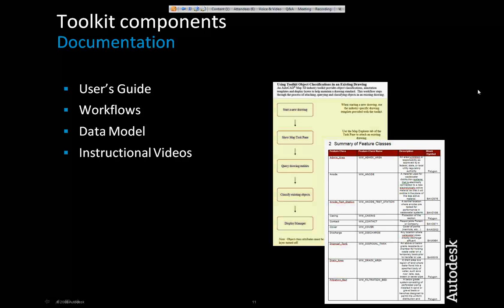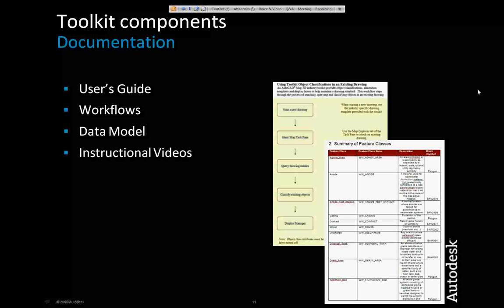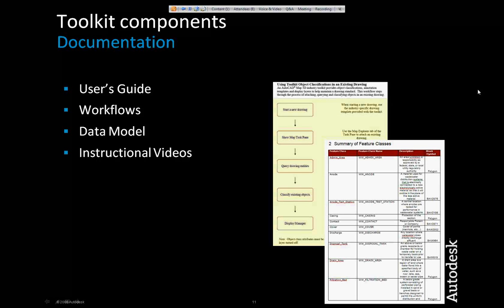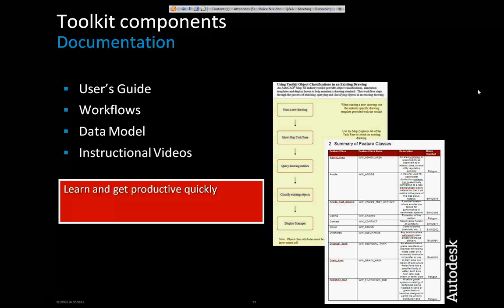There's a user's guide with each toolkit, and workflows that will give you a typical workflow, for instance, classifying existing objects or creating new objects with classification. Each toolkit comes with a data model, which we've seen, as well as instructional videos, and I'll show you all those when we start to put together this toolkit. All this helps you get up to speed very quickly.